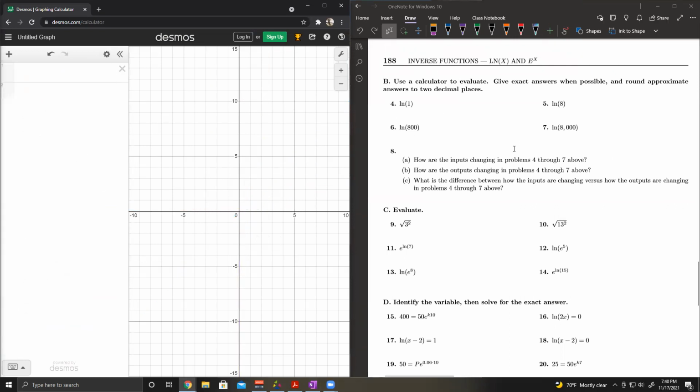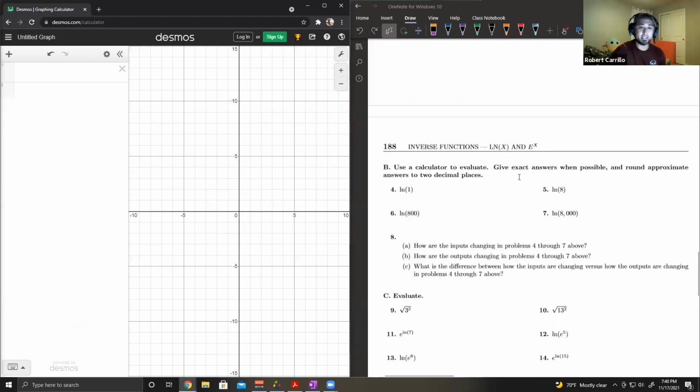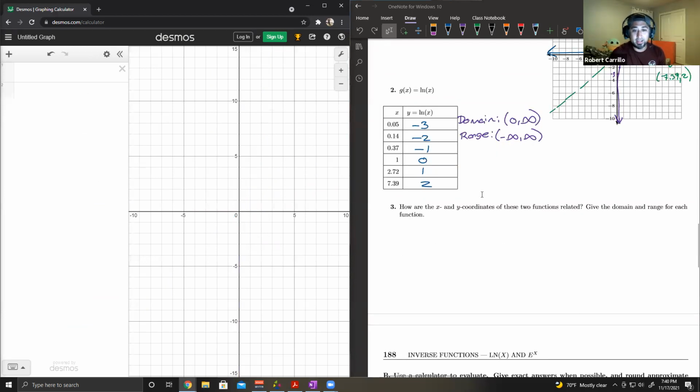Time out. Did you do number 3? I always skip number 3. How are the x and y coordinates of these 2 functions related? Give the domain and range for each function. We gave the domain and range already. And again, since they're inverses, how are those x and y coordinates related? They're interchangeable. So there we go. That's it. X and y are interchangeable.